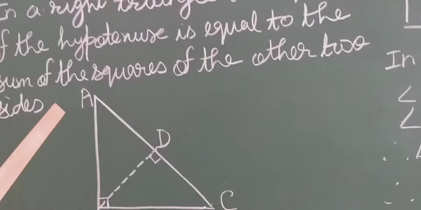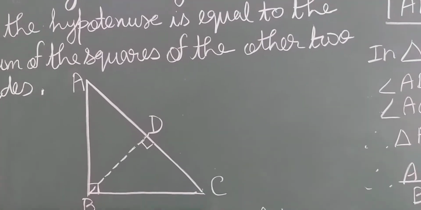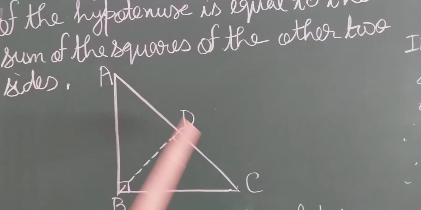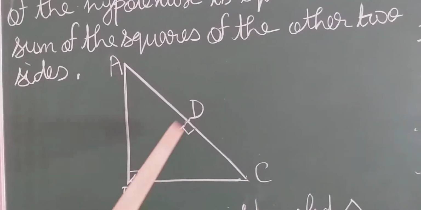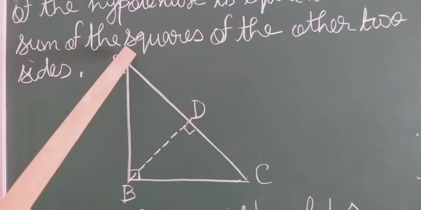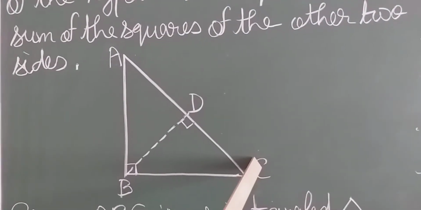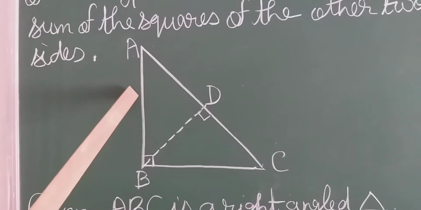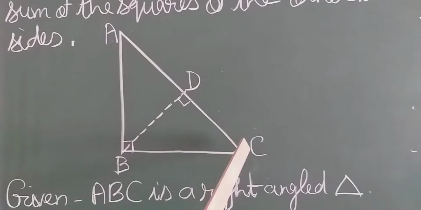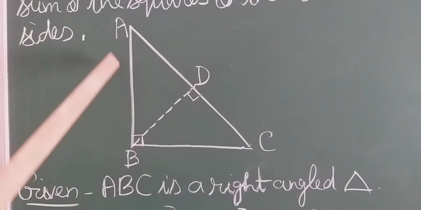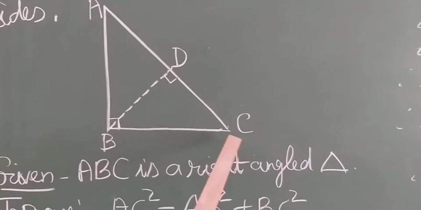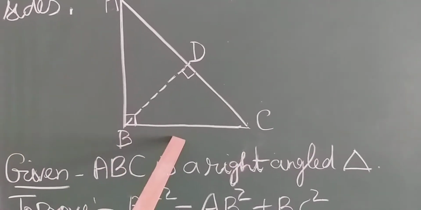Students, ABC is a right angle triangle, and we know that the side opposite to 90 degree is the longest side, which is known as hypotenuse, and the side AB, which is perpendicular to the base, is called altitude or perpendicular, and BC is known as base.